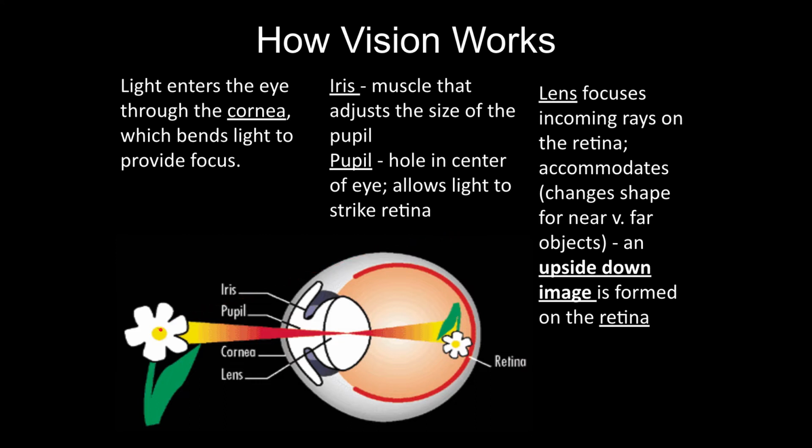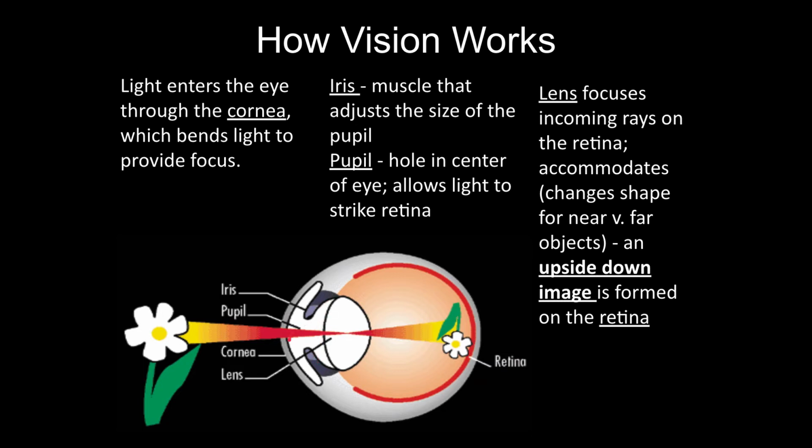So light enters the eye through the cornea, and the function of the cornea is to bend light and to provide focus. The iris, the part of your eye that's a color, mine are brown. Some of you might have blue eyes or green eyes, or my dad actually has a brown eye and a green eye. He has two different color irises. But the iris is the muscle that adjusts the size of the pupil.